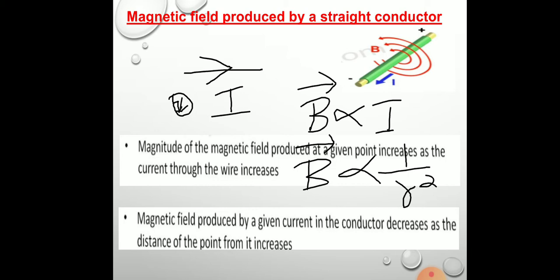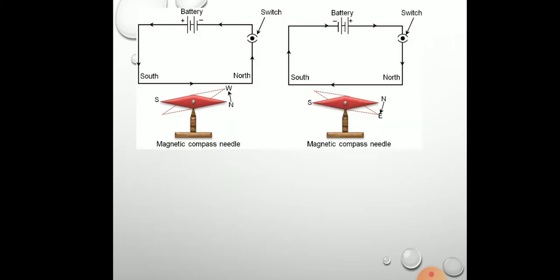Then what about the pattern of magnetic field lines? Before going to that, let us study the direction. When this compass needle is brought near a current carrying conductor, how does the direction of the compass needle change when the current is reversed? Here you can observe the circuit where the current flows in the wire from south to north.